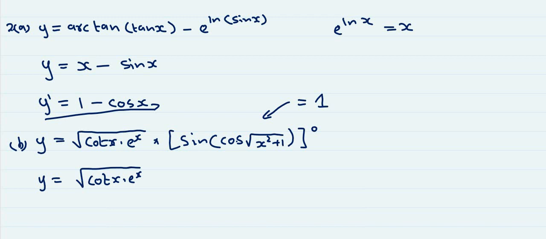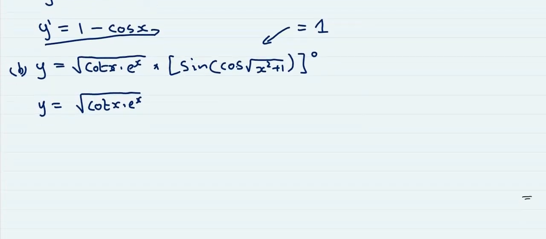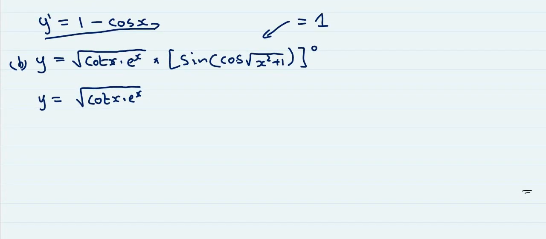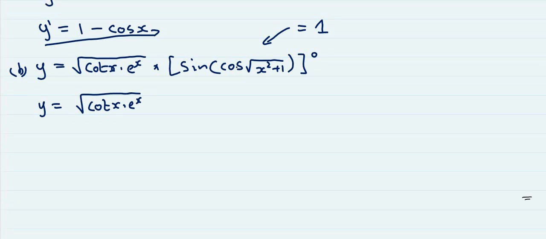Sometimes you look at the function and apply the rules of mathematics. Then we write the function as cot x multiplied by e to exponent x all to exponent 1 over 2. Still we use the chain rule.